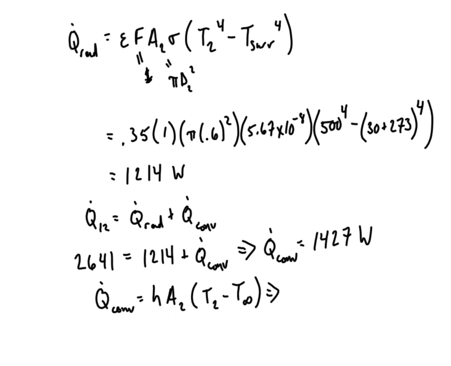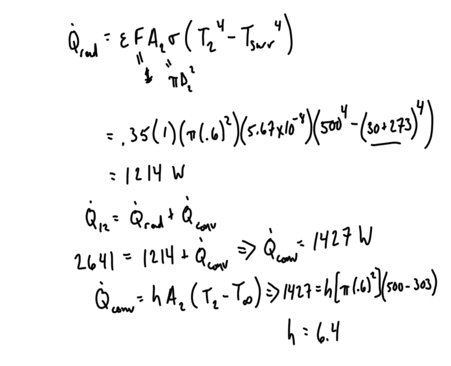And start plugging in. Q dot convection, 1427 watts equals h times A2, which is again pi times 0.6 squared, times our temperature difference, 500 minus this value, the 30 plus 273, which is equal to 303 Kelvin. And one equation, one unknown. h is therefore equal to 6.4 watts per meter squared Kelvin. And that's it.